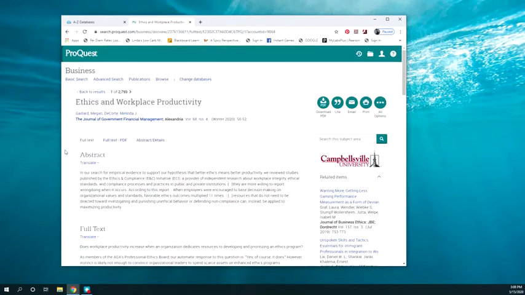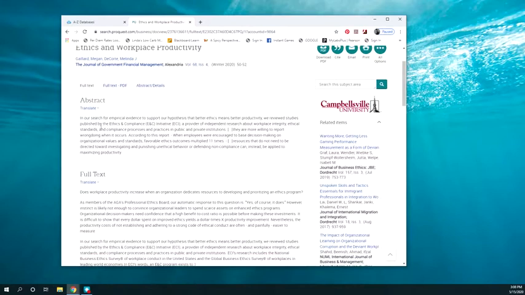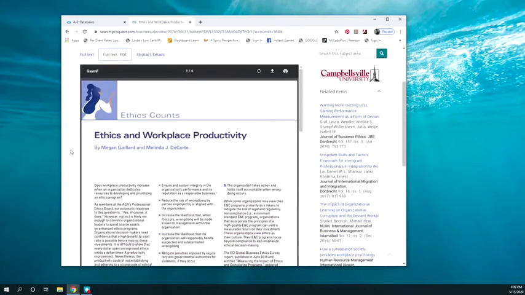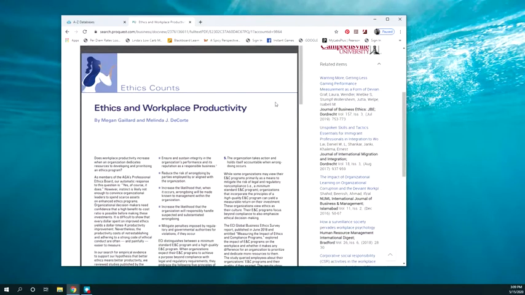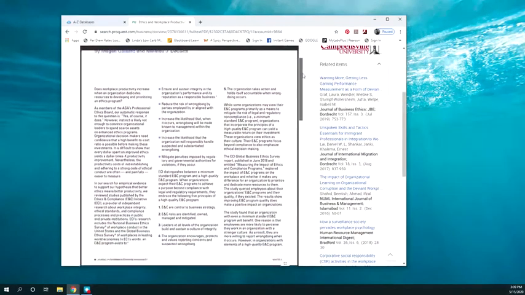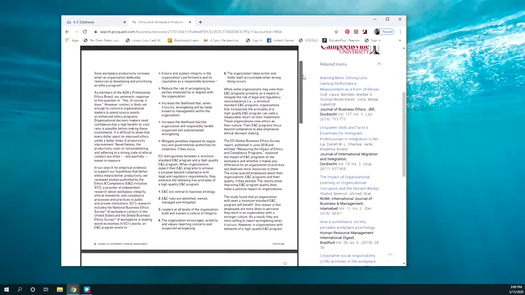Ethics and workplace productivity. Here's the abstract for it. And literally what you're getting in this, if you looked at the PDF on this one, what you would find is that this is an opinion piece where they do a meta-analysis. Now, let me explain what a meta-analysis is. They are looking at what's already been published out there and drawing some conclusions that they see are common to a good number of other research pieces out there.